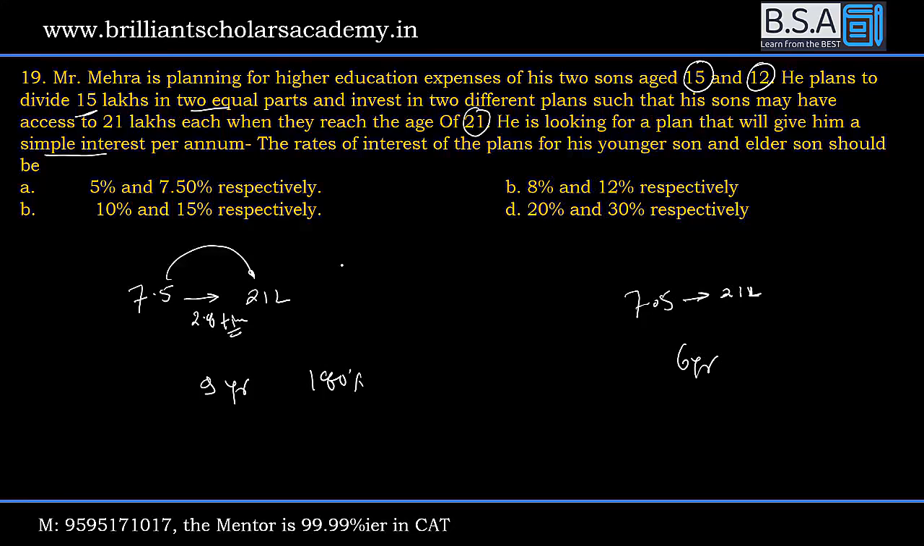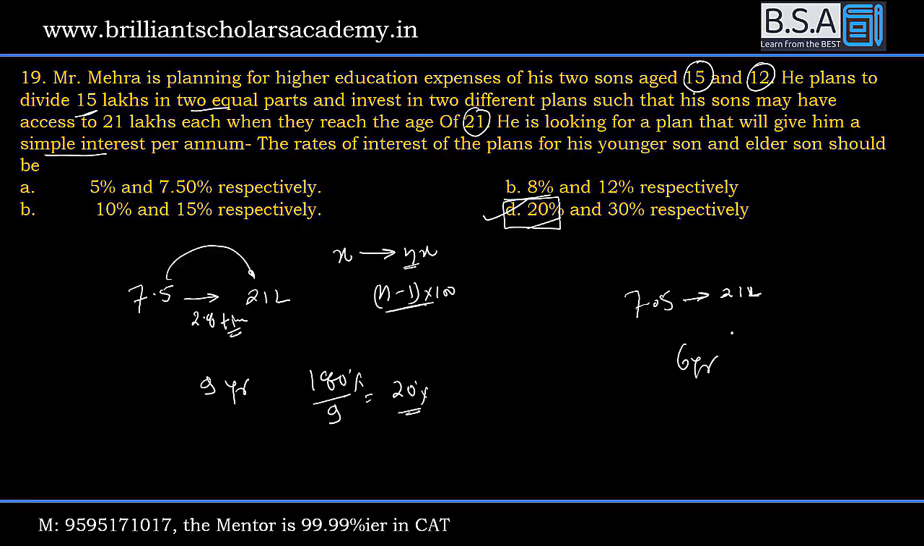You guys remember earlier in SICI we have talked about when the money becomes n times, what is the growth? N minus 1 into 100. Money becomes double, growth is 100%. Money becomes triple, the growth is 200%. Money is becoming 2.8 times, the growth is 2.8 minus 1 into 100, 180%. 180% growth in 9 years means 20% growth every year. Once I find the value for the younger child, there's only one answer option that says 20, I'm done.